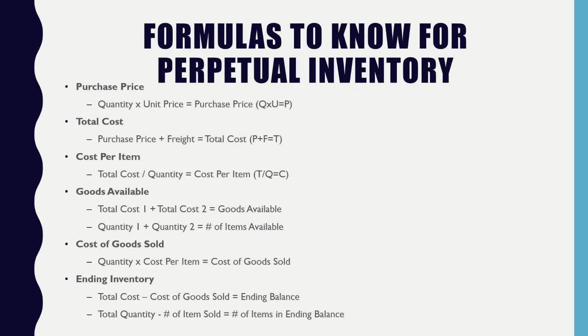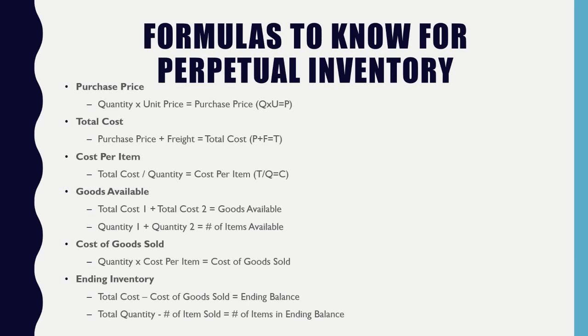This time, our formulas look identical. The only thing you are going to see different is that your goods available is going to be your total cost of 1 plus your total cost of 2 to equal your goods available. What does that mean? When we look at our inventory table, which is also going to be in your Google Classroom, it looks slightly different. In order to calculate your goods available, you're going to see the batches that you originally purchased and add them up to get a total of goods available. You're also going to add your quantity 1 with your quantity 2 to get your number of items available. To solve for your cost of goods sold, it's going to be your quantity times your cost per item.